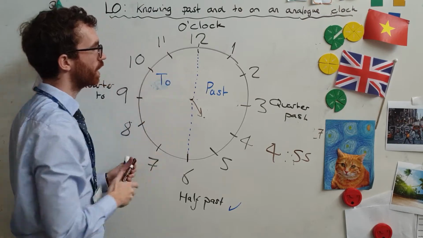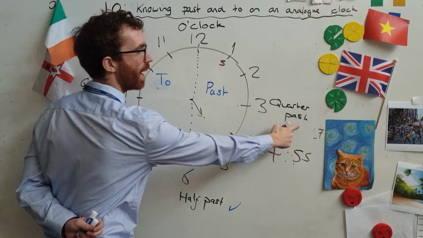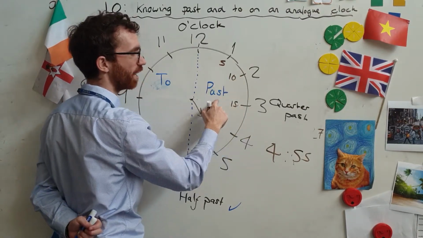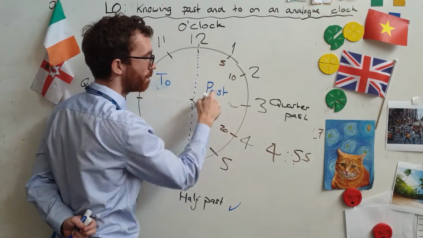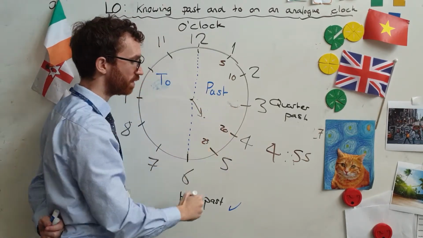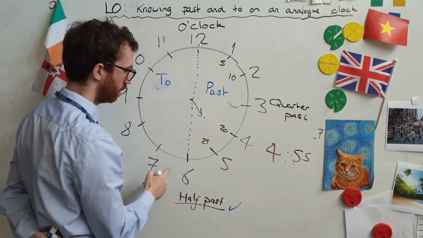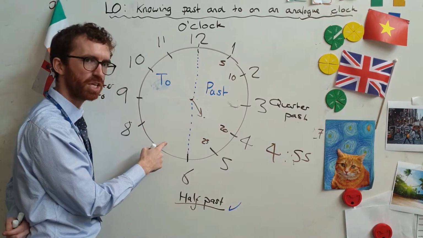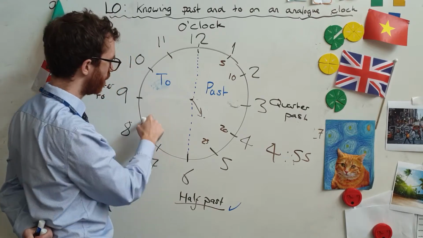So look, this would be 5 minutes past, 10 minutes past, 15 minutes past, or actually I wouldn't say that, I'd say quarter past. 20 minutes past, 25 minutes past. Then I say half past. 35 minutes past? We're in the 2 side. 35 minutes to? Well, it's not 35 minutes to.